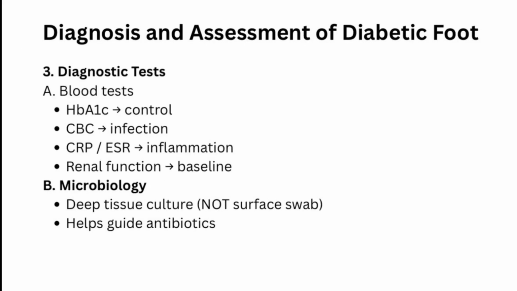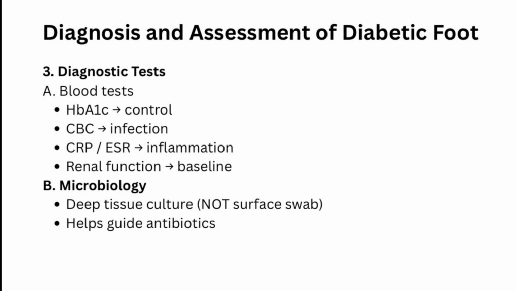Next, we perform laboratory investigations. HbA1c is used to assess long-term glycemic control. A complete blood count helps identify infection. CRP and ESR are markers of inflammation. Renal function is important as a baseline, especially before starting certain medications.